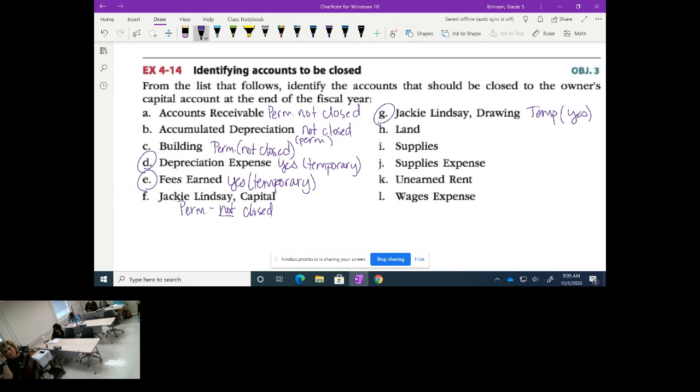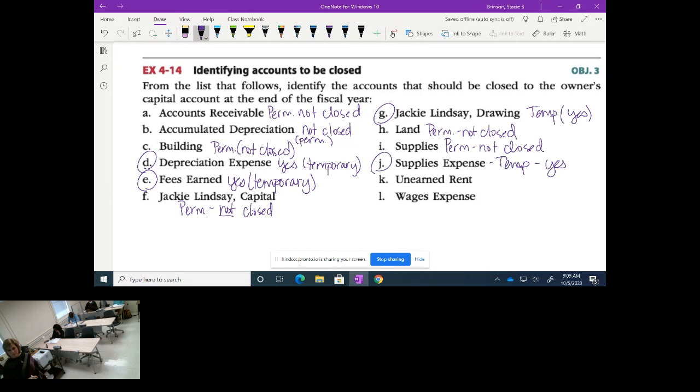All right, what about land? It's permanent. What about supplies? Permanent. What about supplies expense? It's temporary. So yes, we would close it.